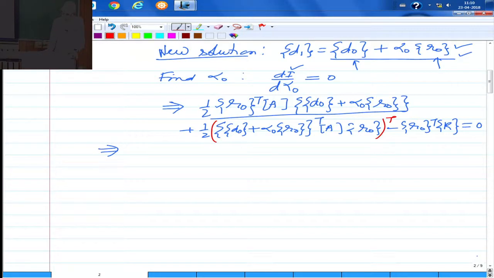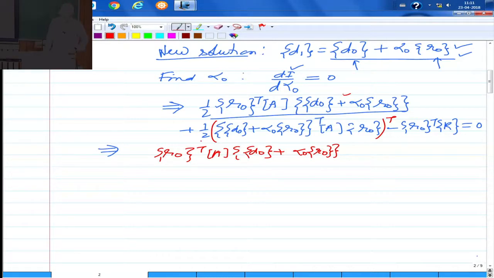Once you open this transpose, like ABC whole transpose is C transpose, B transpose, A transpose. A is symmetric, so you get R naught transpose into A transpose, which is A into transpose will become this. So finally this will be simply R naught transpose into A into D naught plus alpha times R naught. So these two terms can be combined together. This is same as when we were deriving the element level governing equations and taking variation. So this step is same as that. We get two terms and one term is same as the other, so we replace by its transpose.